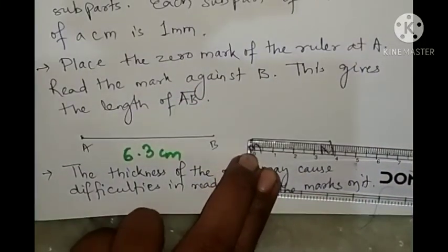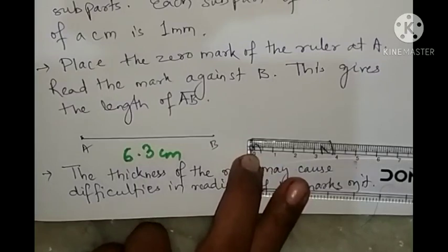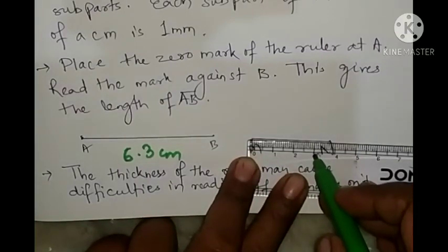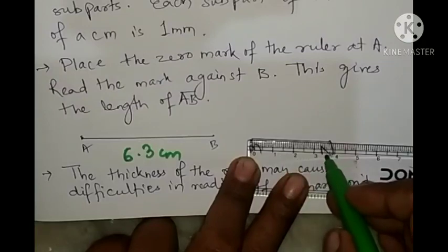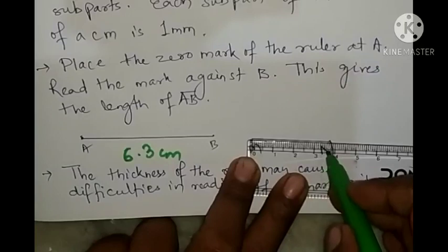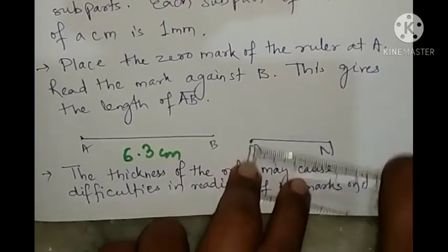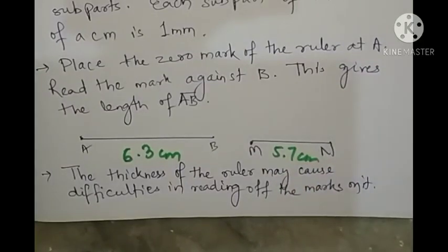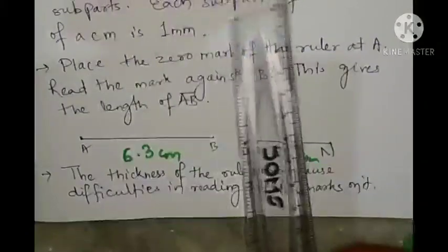Like this we can measure this MN also. Put first M at 0, then put here. So look at here, 3 1 2 3, 3.5 subdivisions are also written. Okay, 5 6 7. Okay, so this one is how much? 5.7 centimeter. So like this you can measure the line with the help of ruler.